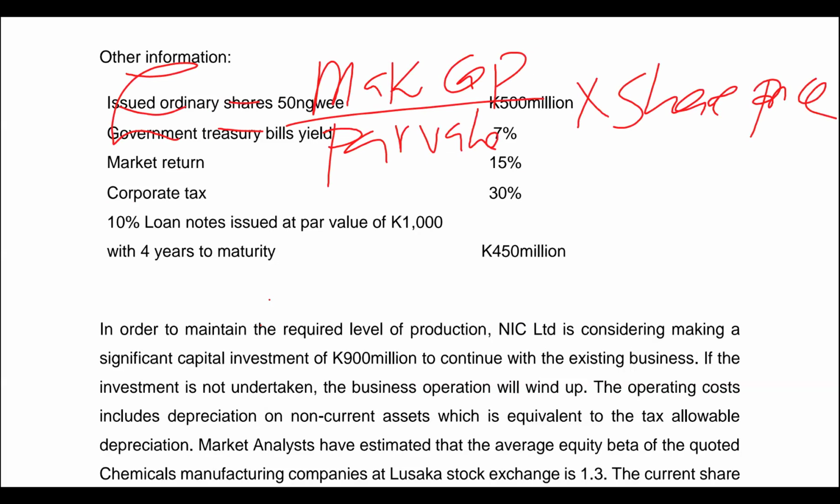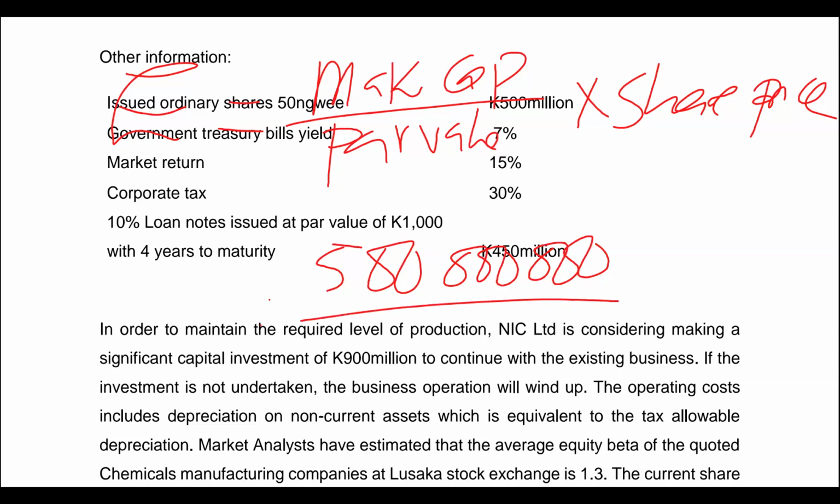Yeah. What is the market capitalization? The total amount we have from equity. What is the total amount we raised from the issue of shares? It's 500 million, right? To be divided by the par value. What's the par value? What's the value of each share? It is 15 ngwe. So divide by 0.50. This is 15 ngwe, right? This is the amount.